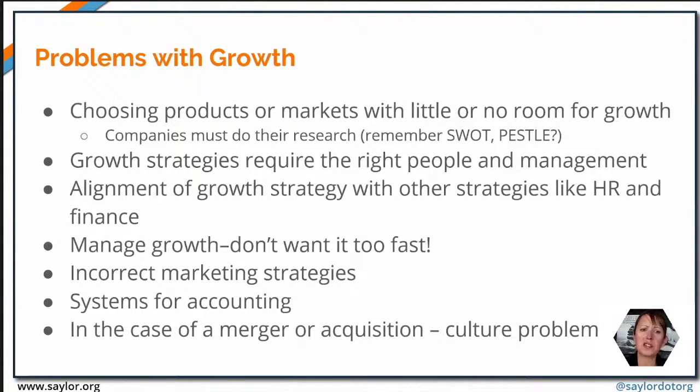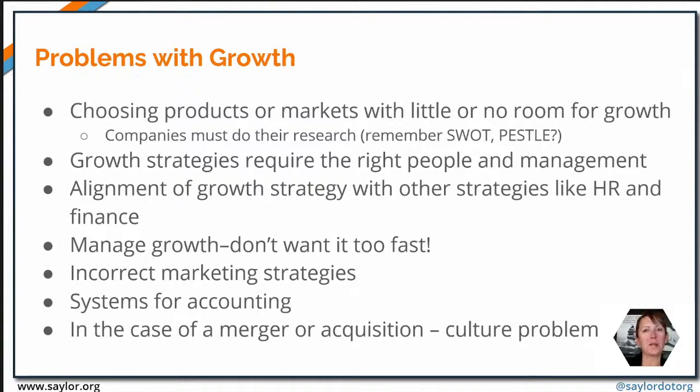Another important thing to think about is when you're implementing a growth strategy, you want to make sure all functions within your organization are in alignment with that strategy. So, finance, accounting, human resource management, the individual department strategies should be very much aligned with the overall growth and organizational strategy that has been chosen.